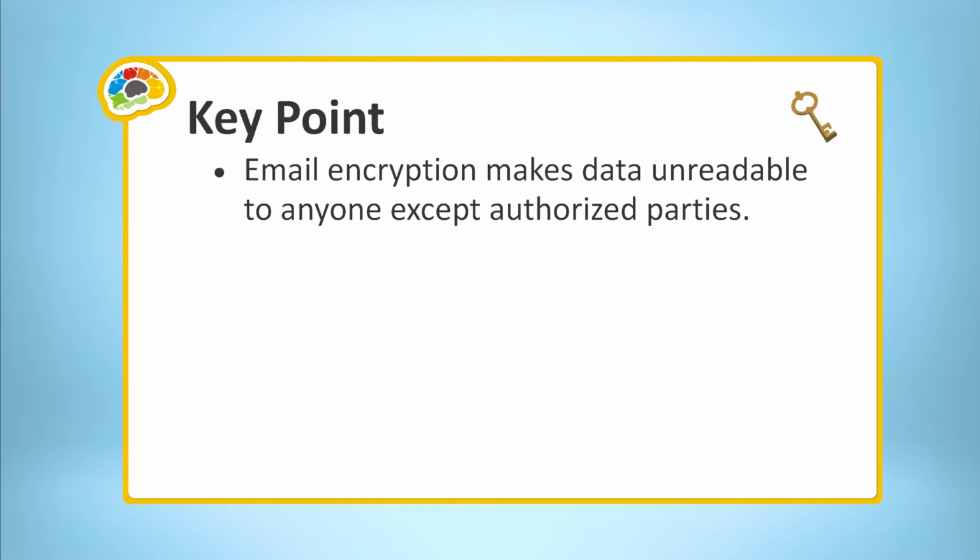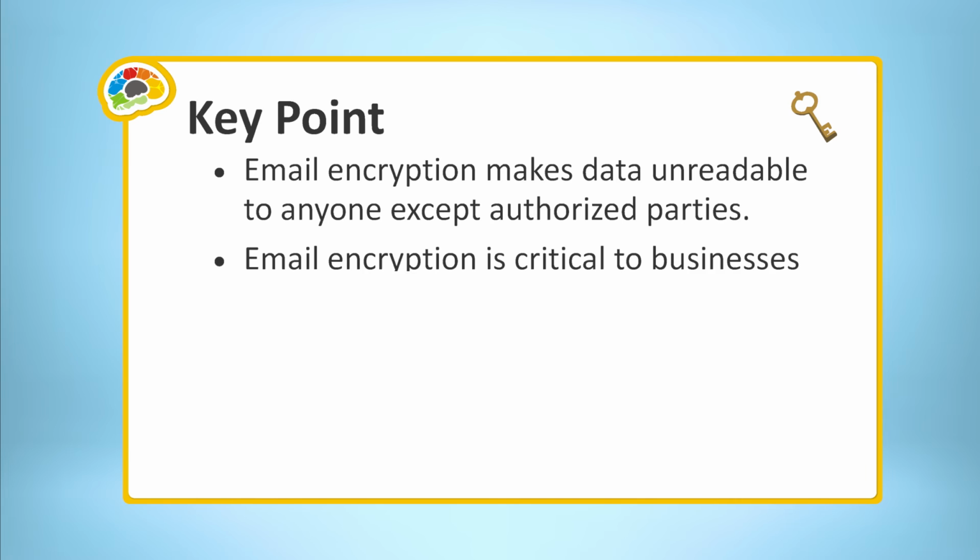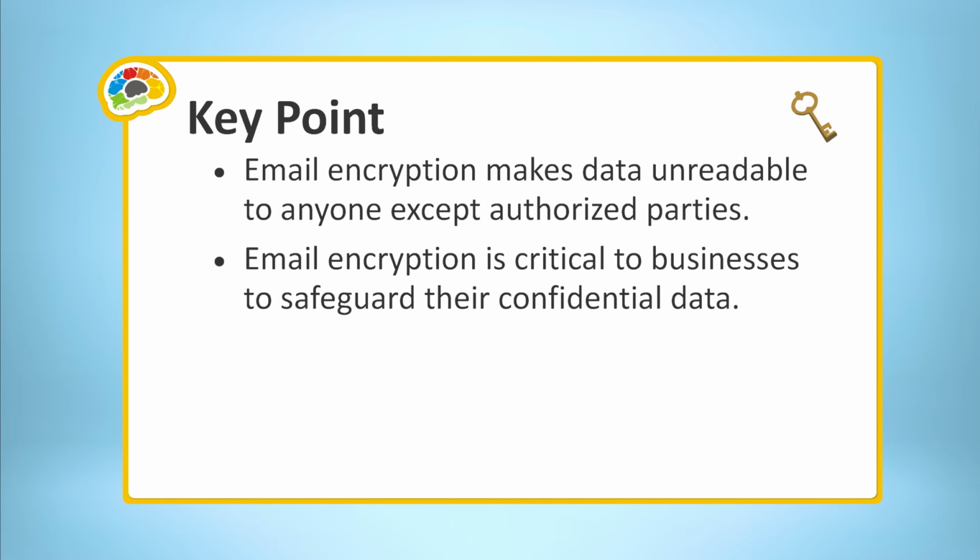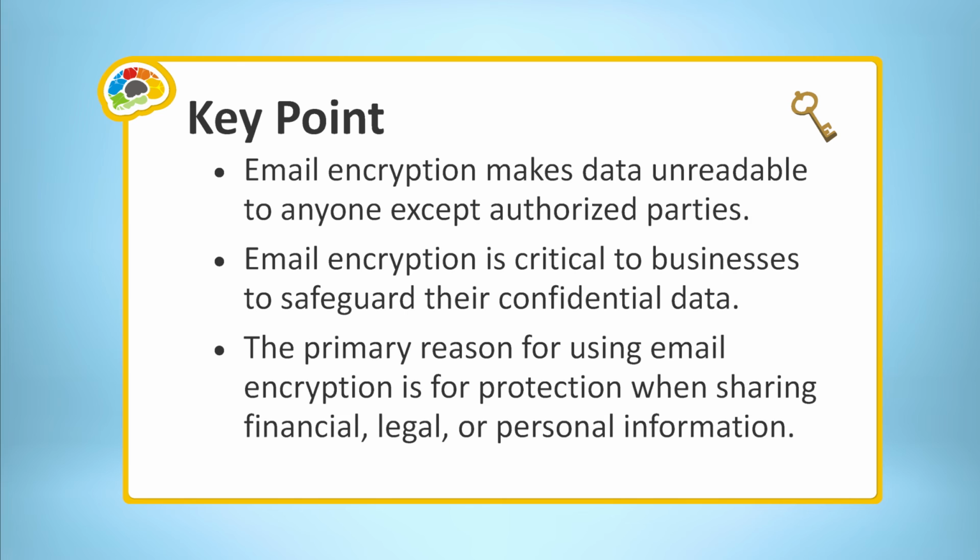We need to wrap up this introduction and get to the good stuff, but first let's recap our key points. First, email encryption makes data unreadable to anyone except authorized parties. Second, email encryption is critical to businesses to safeguard their confidential data. Third, the primary reason for using email encryption is for protection when sharing financial, legal, or personal information. No one wants to see their social security number or account numbers intercepted.